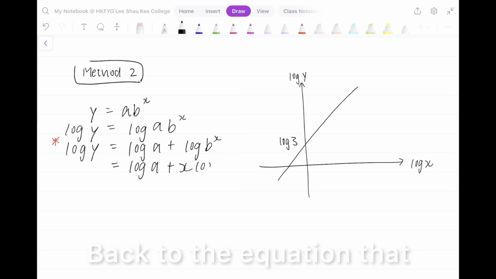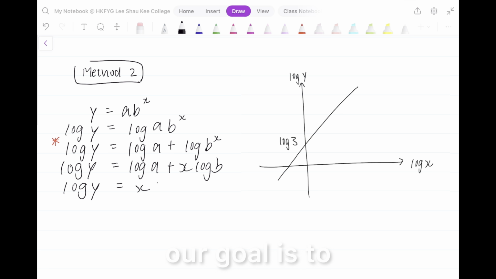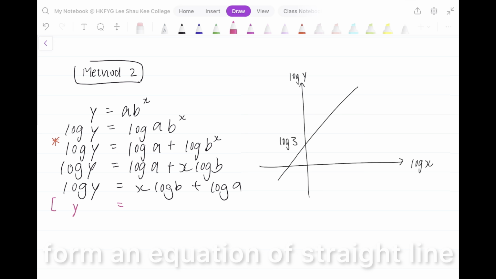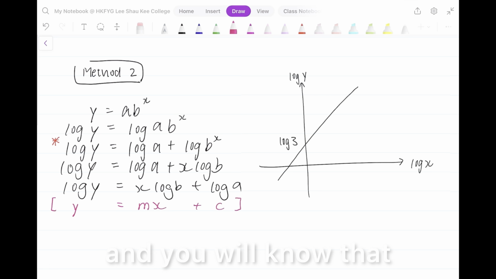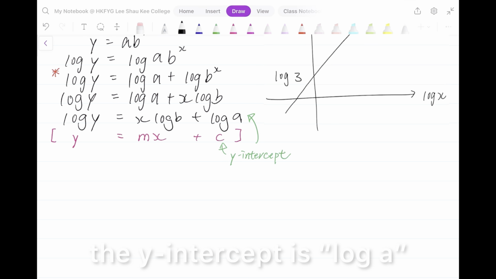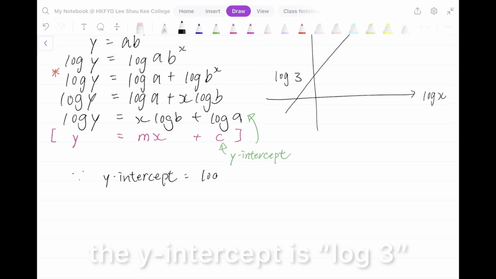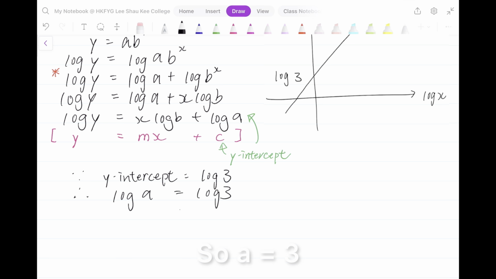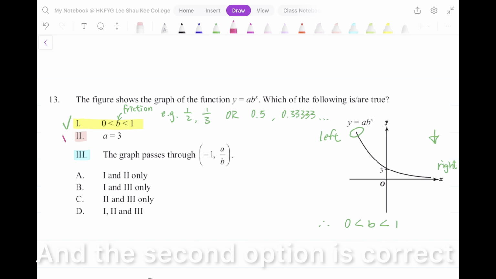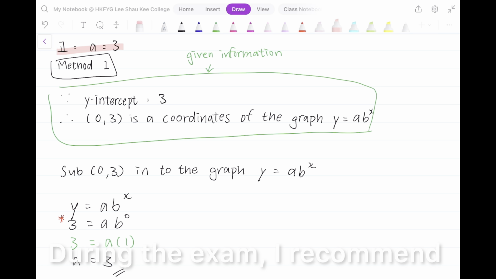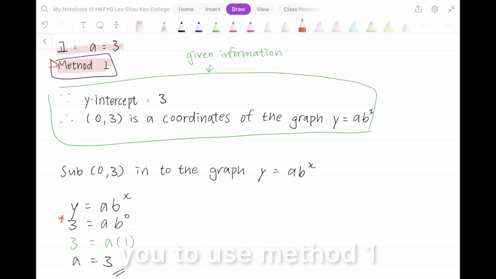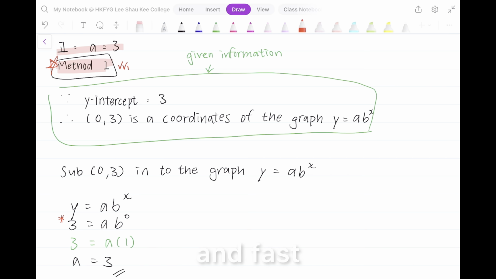Back to the equation that we are solving. Our goal is to form an equation of a straight line. And you will know that the y-intercept is log a. Finally, look at the graph and you will find out that the y-intercept is log 3. So a is equal to 3. And the second option is correct. During the exam, I recommend you use method 1 because it is simpler and faster.